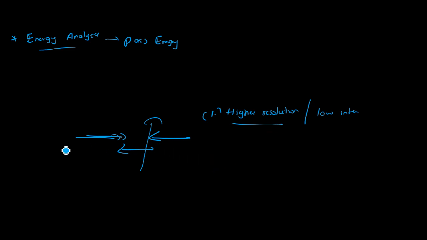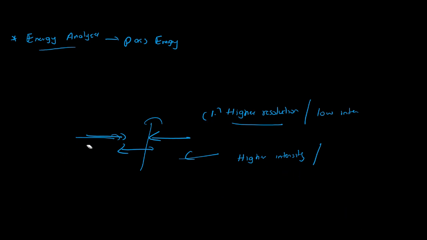But in the other case, if you broaden your pass energy, like you broaden your gap, then you will have a high amount of electrons coming to the detector, which means higher intensity. But not all the electrons have the exact energy values, right? There are deviations, there are errors, so the resolution is low. That's another thing you need to think about.